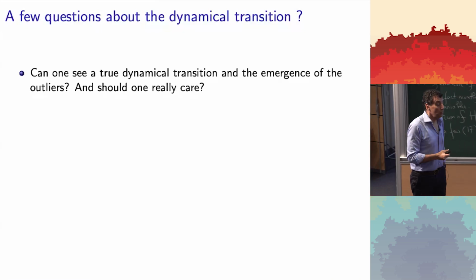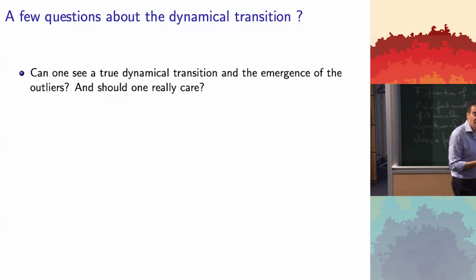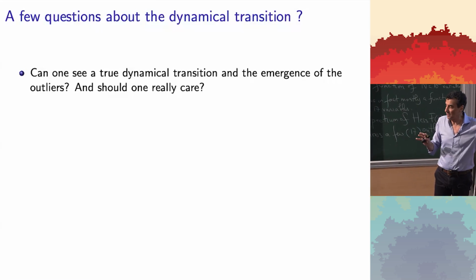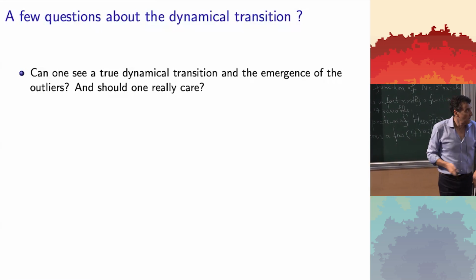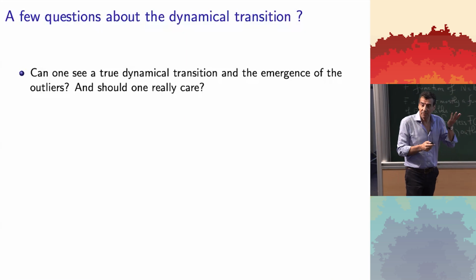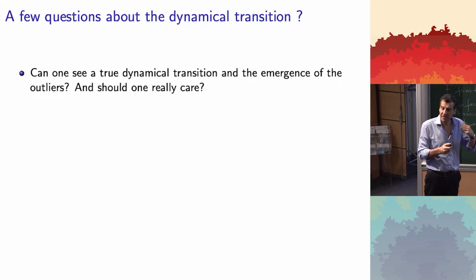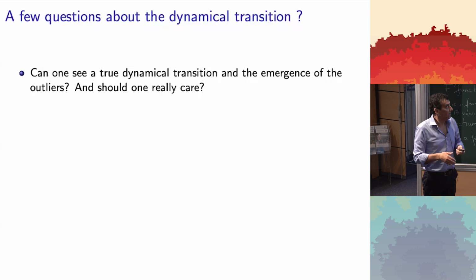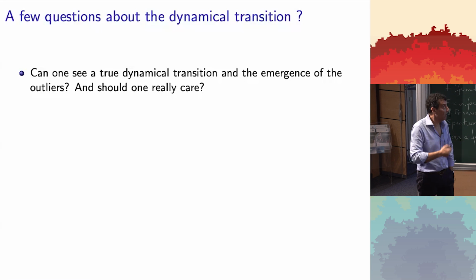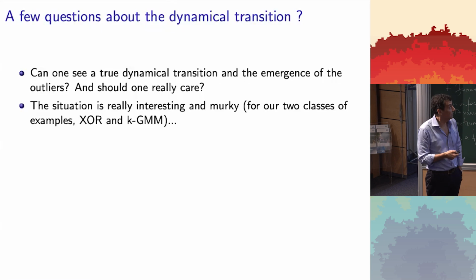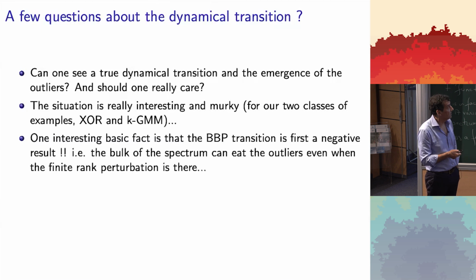Here, what I just described is if the signal to noise ratio is strong enough, right? But I didn't describe a transition, whereas the BBP transition is really a transition. You see something bad and then something good. Precisely. So can one see a true dynamical transition and the emergence of the outliers? And should one really care? So the situation is really interesting and murky for our examples.